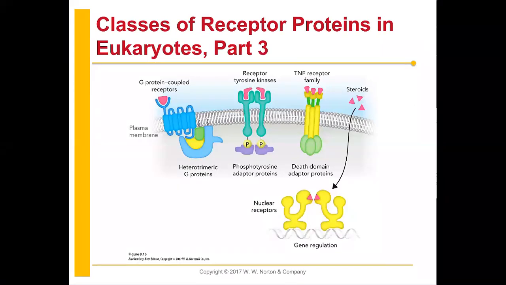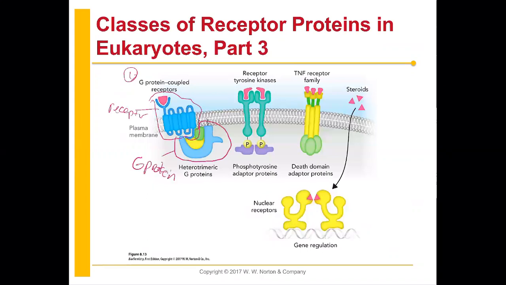So let's kind of look at the mechanism, kind of a diagram mechanism of each of these. So the first one was our G protein coupled receptors. So here's our receptor in the dark blue. So this is the receptor portion. And this is the G protein.